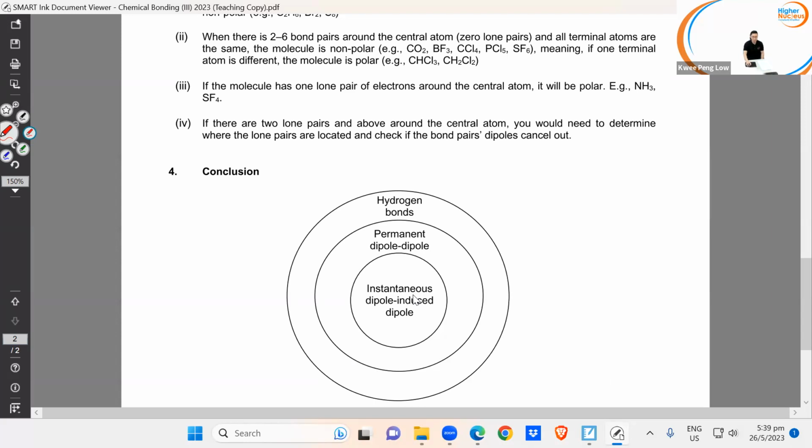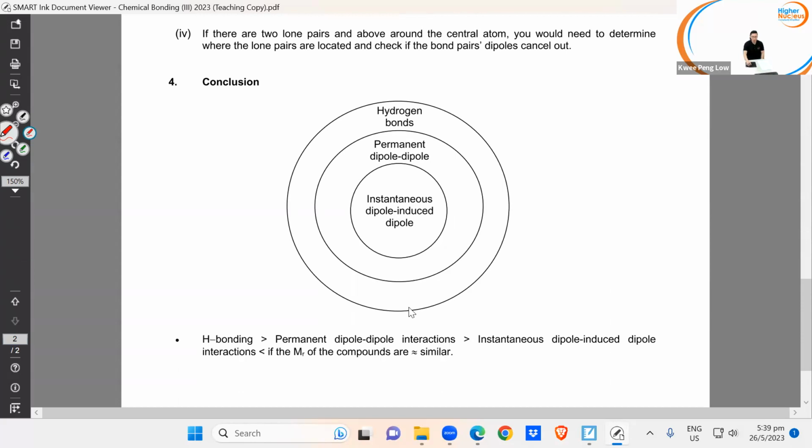Because IDID is like the basic force all molecules possess. If you have hydrogen bond, you will have all 3 types of intermolecular forces. And of these 3 INF, hydrogen bond is the strongest, followed by PDD, followed by IDID. But this is only valid if and only if the Mr of the compounds is approximately the same. Because if the Mr has a vast difference, sometimes you will see IDID can even be stronger than H bond.